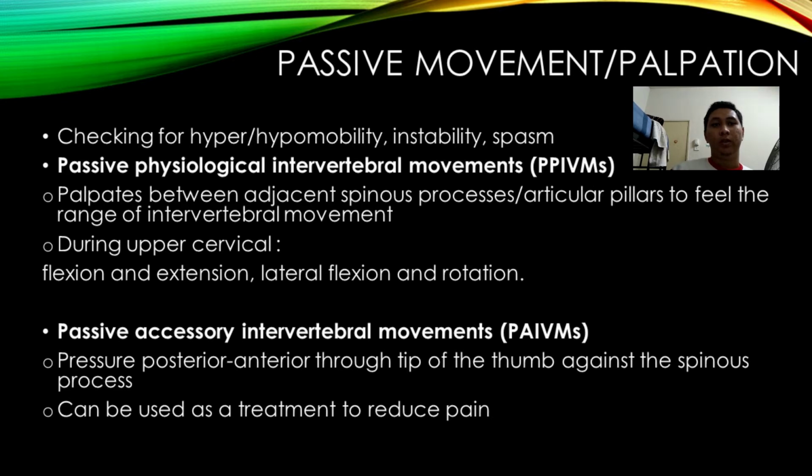During the upper cervical, the movements are flexion and extension, lateral flexion and rotation. As for PAIVMs, or passive accessory intervertebral movement, the examiner applies posterior-anterior pressure through the tip of their thumb against the spinous process. This treatment can also be used as a way to reduce pain.